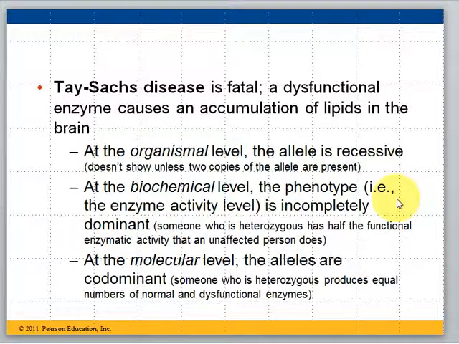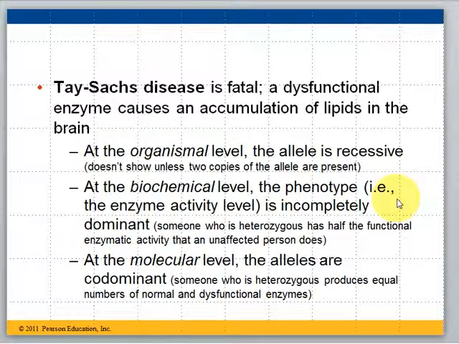All right, so let's take a look at the organismal level. If we just look at the whole human itself, the allele for this disease is recessive because it doesn't show unless 2 copies of the allele are present. That would seem to indicate that it is recessive because it only shows when you get 2 copies of the allele. If it were dominant, it would show up with only 1 copy, and it doesn't. So we would call that recessive at the organismal level.